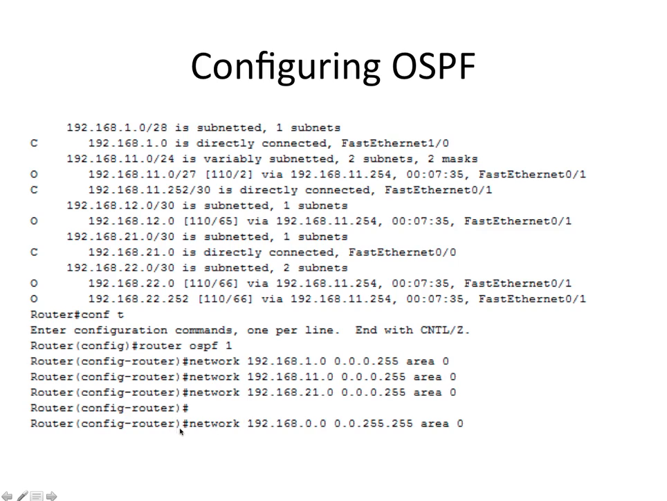Down here, the last statement, I used one network statement to enable all 3 networks. I used a 0.0.255.255 wildcard mask, which basically says only look at the first 2 octets. So in this case, anything that starts with 192.168 will be considered part of this OSPF config in area 0.